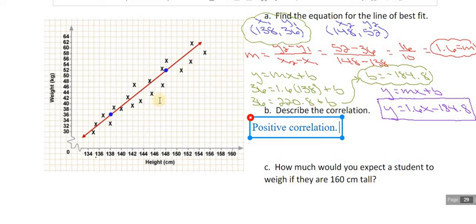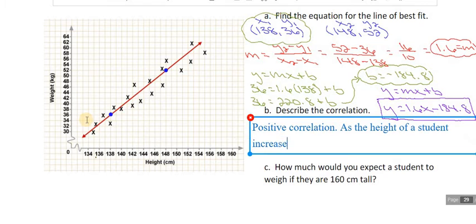So remember, when we're describing correlation beyond just using positive, negative, no correlation, we talk about as x increases, what's happening to y. So as x increases, y is also increasing. Well, what does x represent? What does y represent? So as the height of a student increases, which is the x, the weight of the student, which is y, also increases.